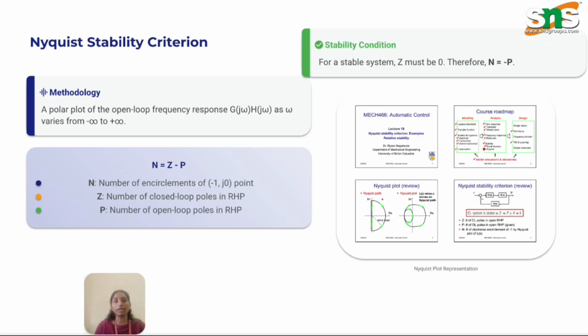Nyquist stability criterion. The methodology is a polar plot of the open loop frequency response, G(jω)H(jω), where ω varies from minus infinity to plus infinity. For a stable system Z must be 0, therefore N is equal to minus P. The equation is N equals Z minus P, where N is the number of encirclements, Z is the number of closed loop poles and P is the number of open loop poles.